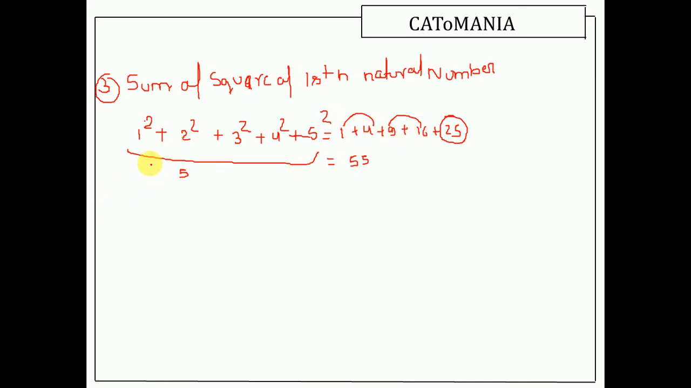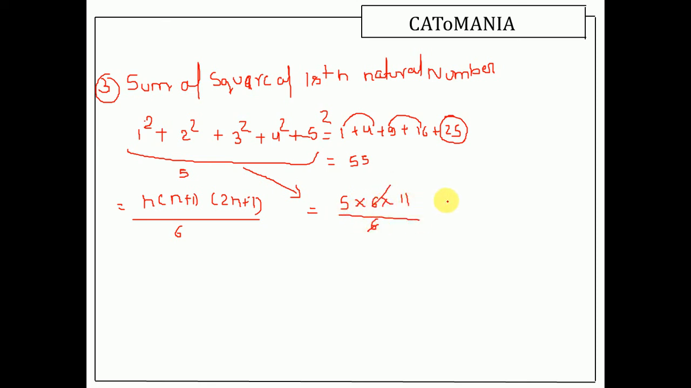And another method is, for the sum of squares of the first n natural numbers, there's a formula: n into (n plus 1) into (2n plus 1) divided by 6. So if we have to find the sum of squares of this, we can directly put n equal to 5. Then it will be 5 into 6 into 11 divided by 6. 6 cancels out, and it will be 55.